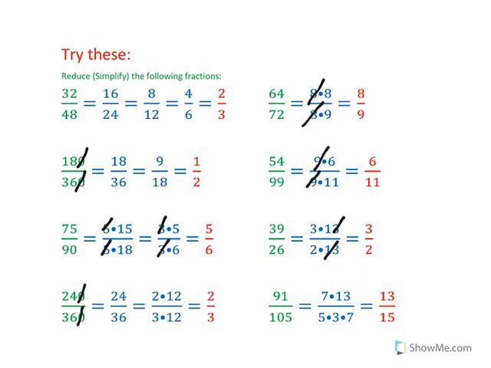Get rid of your zeros. 24 over 36. Think big. 2 times 12 and 3 times 12. End up with 2/3. And 91 and 105.